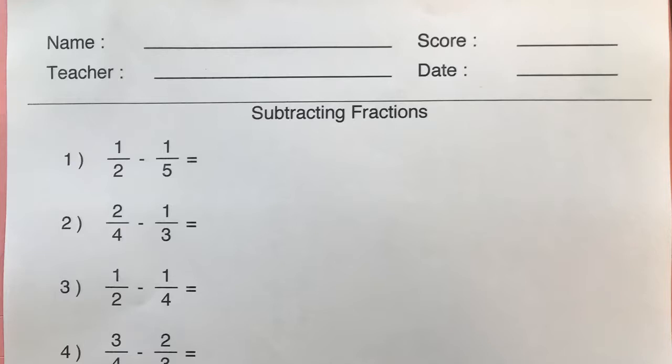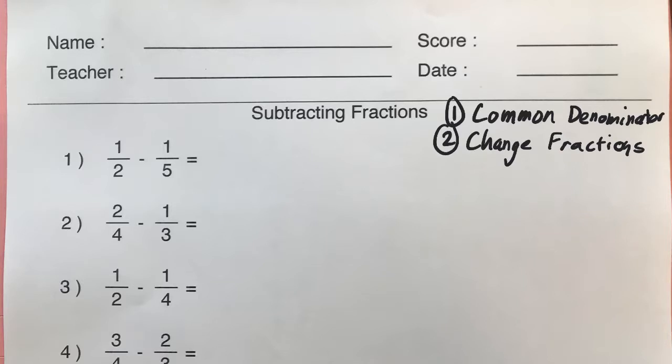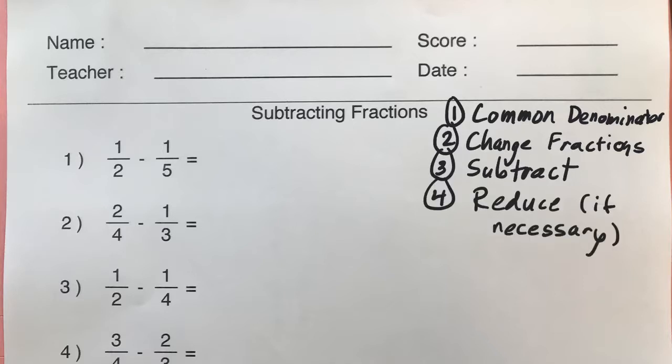So I'm going to give you 4 steps to get this done, very similar to our addition steps. Step 1 is to find a common denominator, and then you should change the fractions, and after that you can subtract. And the 4th step, you may need this, you may not, so I'll add if necessary, but you should reduce. So let's just do a few examples, and we're going to go through these 4 steps with all of them. So 1/2 minus 1/5.